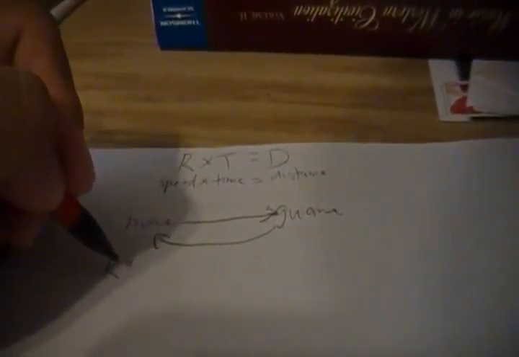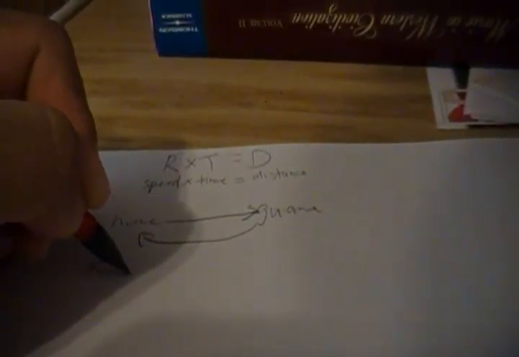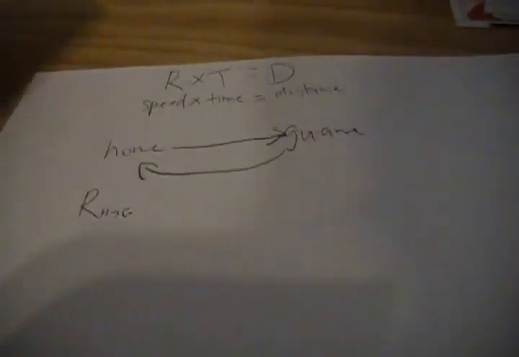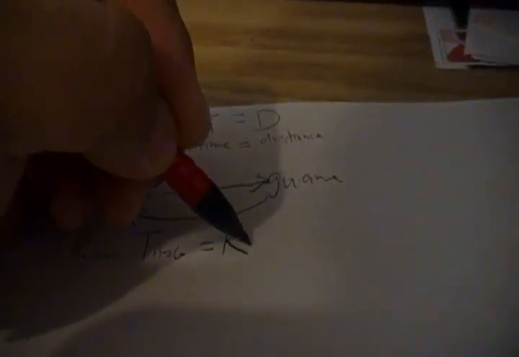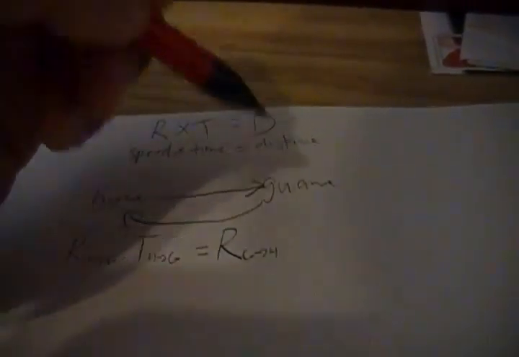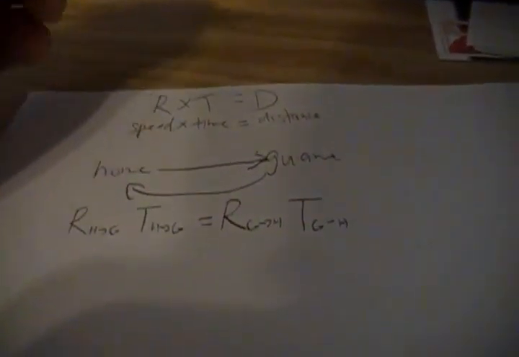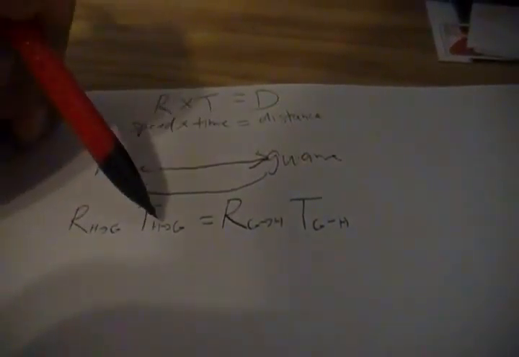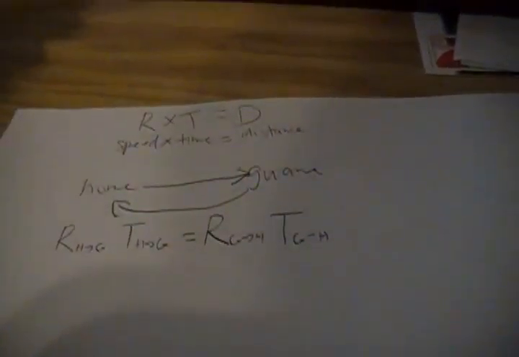So we can say that the rate, R, and I'm going to put H to G as a subscript, times the time from H to G is equal to the rate from G to H times the time from Guam to home. So it's saying the rate from home to Guam times the time from home to Guam is equal to the rate from Guam to home times the time from Guam to home.